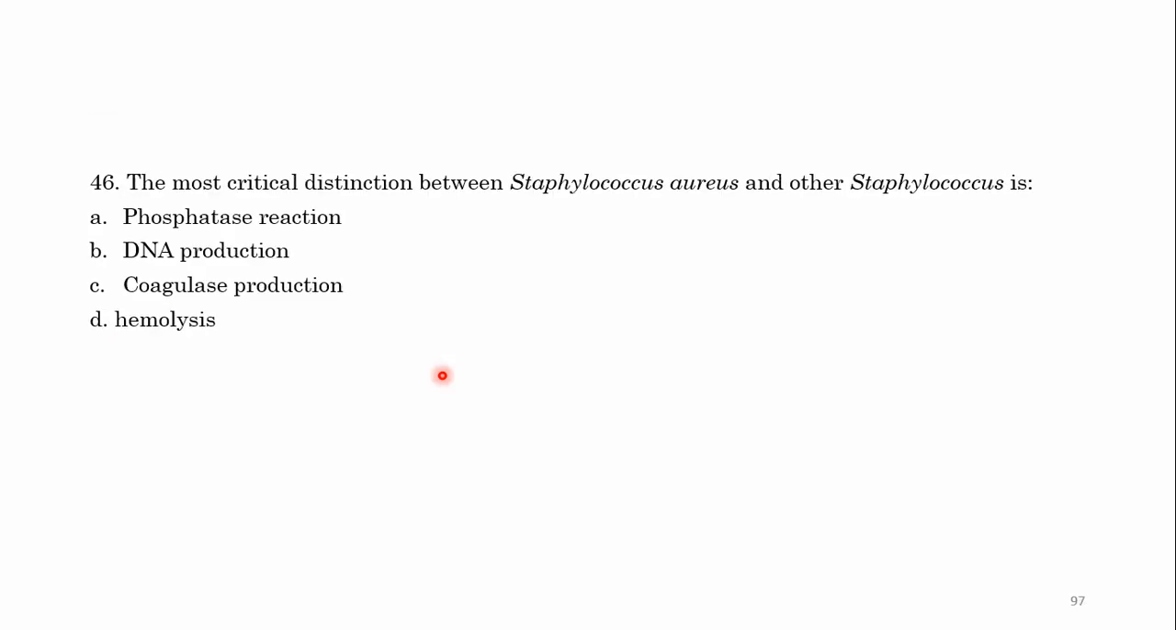46. The most critical distinction between Staphylococcus aureus and the other Staphylococcus is A, phosphatase reaction. B, DNase production. C, coagulase production. D, hemolysis. The correct answer is letter C, coagulase production. I will repeat my statement. Coagulase test is the most definitive test to identify Staphylococcus aureus and to differentiate it from the other Staphylococcus species. Letter C, coagulase test.